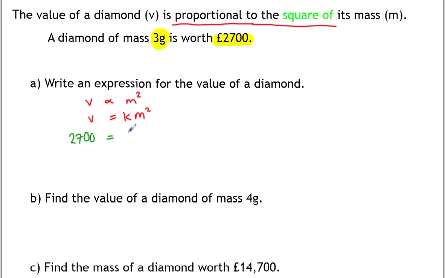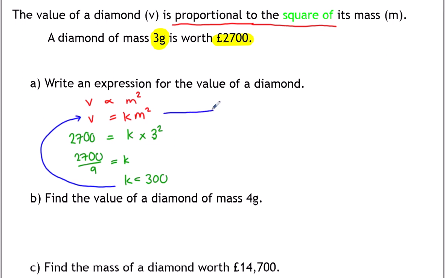2,700 is the value when the mass is 3, but it's 3 squared, remember, not just 3. 3 squared is 9. Take the 9 over, so 2,700 divided by 9, k equals 300. And before we move on to the next part of the question, you still go back up and you still say here that v equals 300 m squared. So that's how you work out the value of a diamond. It's 300 times its mass squared.